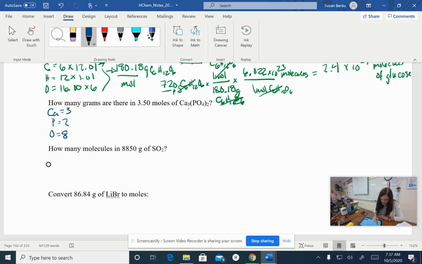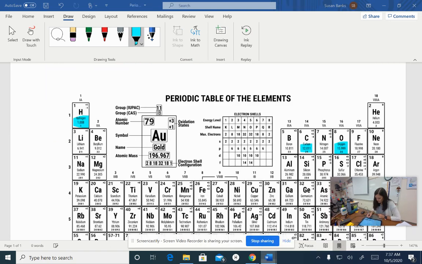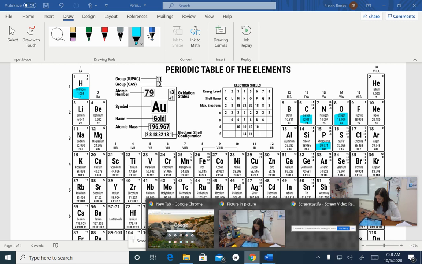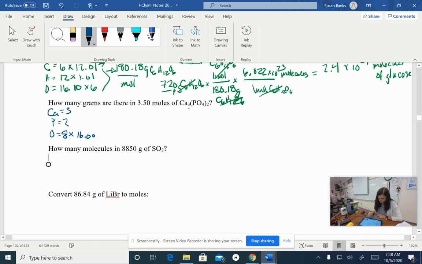Okay, so I need to look up calcium, phosphorus, and oxygen really quickly to get my masses. Now, we looked up oxygen already. So we know that oxygen is 16.00. Now let's look up phosphorus and let's look up calcium. So if I look up phosphorus, I've got 30.97 for phosphorus. So let's write that down for phosphorus.